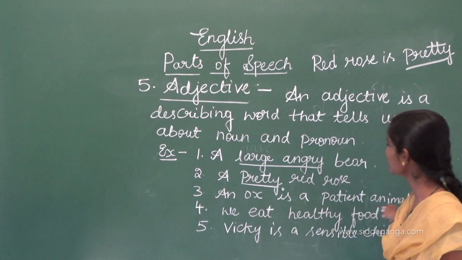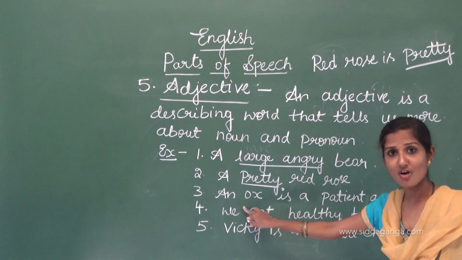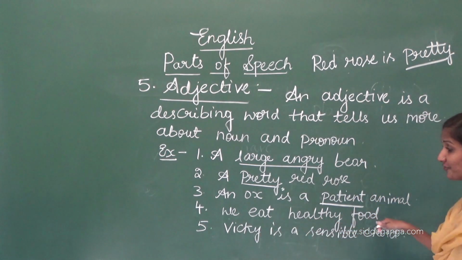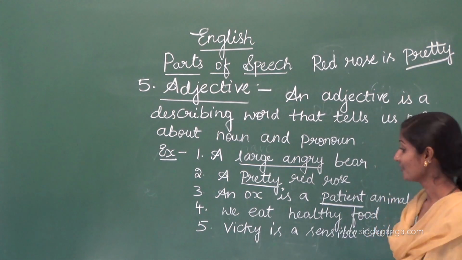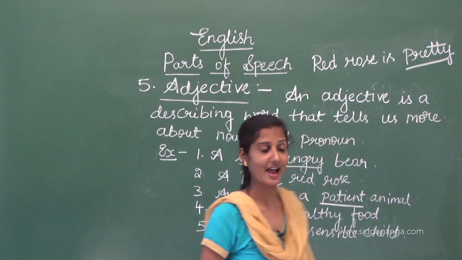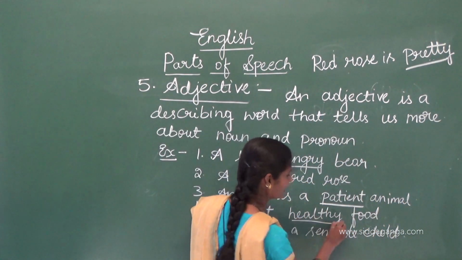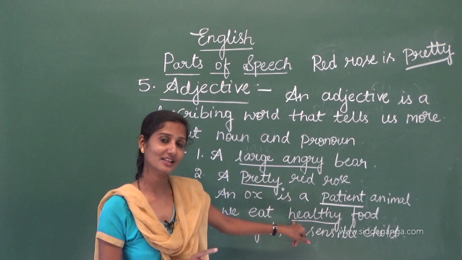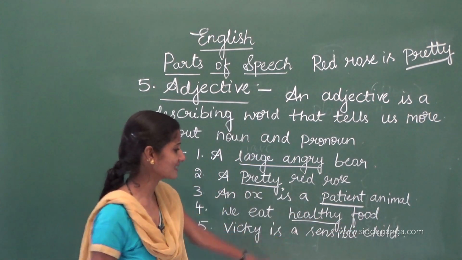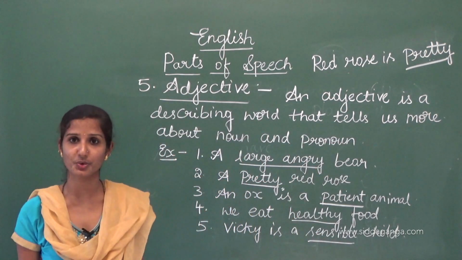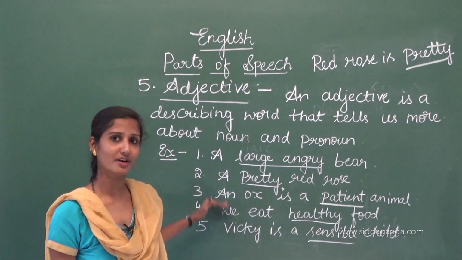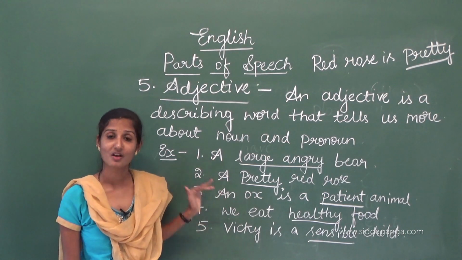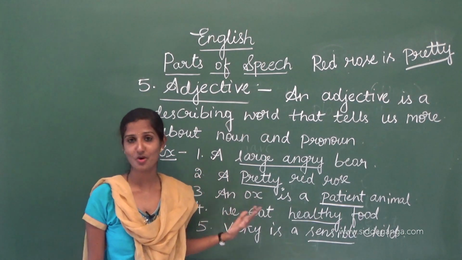So an ox is a patient animal. Ox is the noun. How is it? It is very patient. Adjective. We eat healthy food. So observe here. What do we have to eat? We have to eat healthy food. So here the adjective is healthy, because how should food be? It should be healthy. So healthy is telling us about food. Vicky is a sensible child. Sensible is an example for adjective. See, all these words are telling us about noun and pronoun. A word which describes a noun is called an adjective.